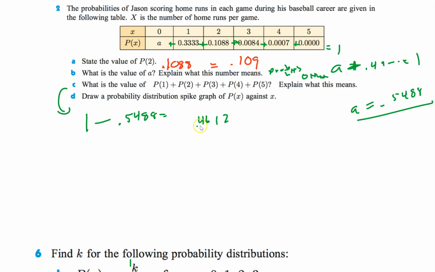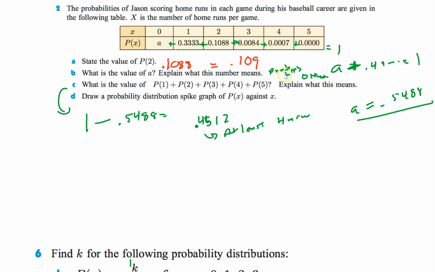And if you do that, you get 0.4512. Right, so that's the odds of hitting. You could add 1 plus 2 plus 3 plus 4 plus 5 if you want, or you just do 1 minus what you're missing, which is 0. And that's the odds he's going to hit at least one home run, right? That's what that means. So that's at least one home run, not hit. Hit would make more sense, but whatever.